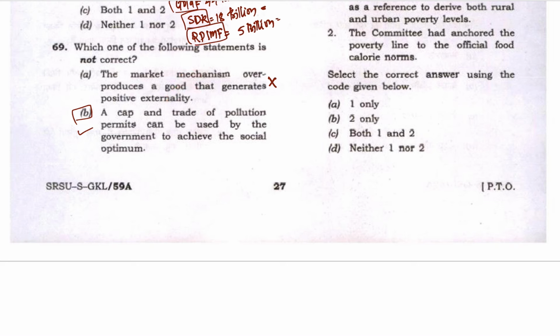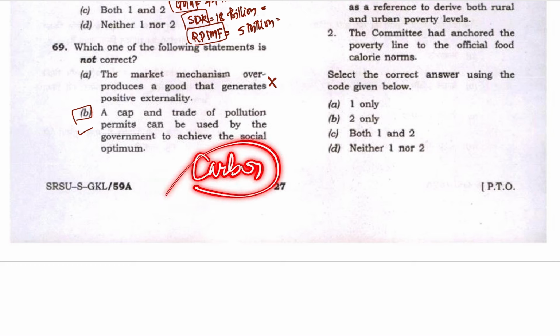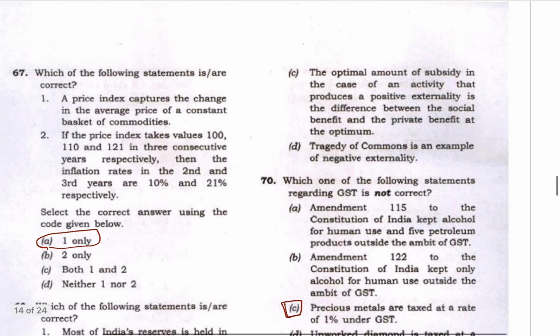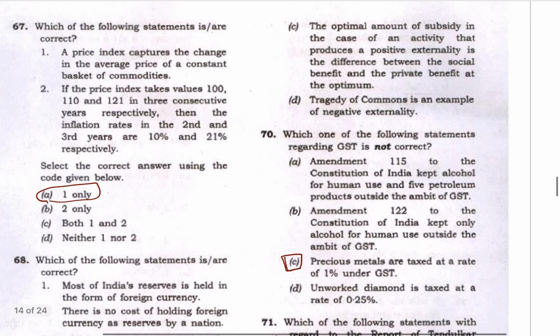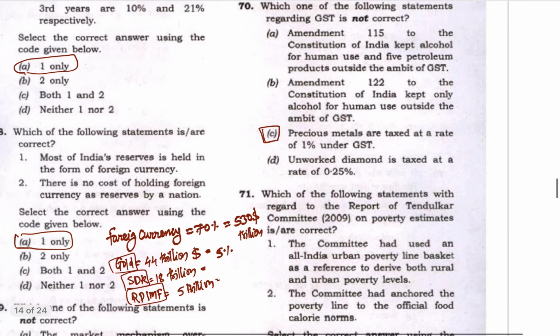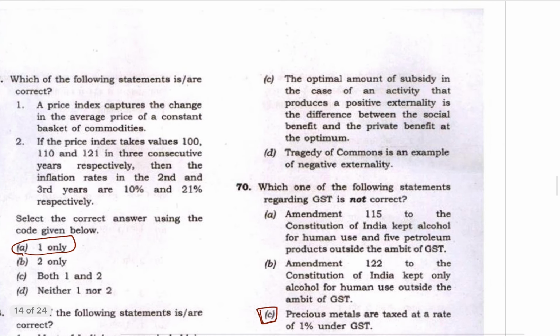A cap and trade of pollution permits can be used by the government to achieve the social optimum. Social optimum to control pollution is a social optimum, right? So the government can use mechanisms such as carbon credit. Such mechanisms can be used to achieve the social optimum. So the second statement is correct. All other statements are correct, such as tragedy of the commons is an example of negative externality. So this is also correct.